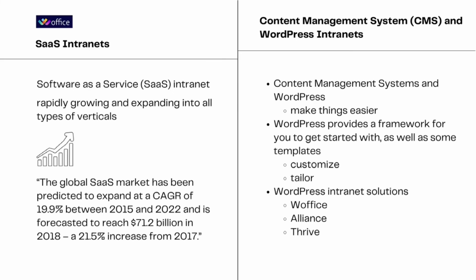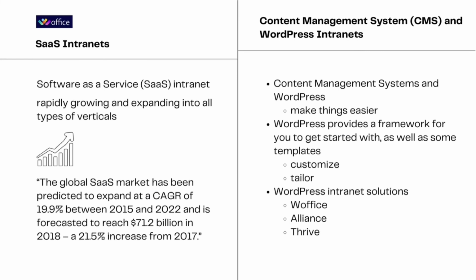To start off, let's talk about the software as a service intranet. The SaaS market is rapidly growing and expanding into all types of verticals. The global SaaS market has been predicted to expand at a CAGR of 19.9% between 2015 and 2022 and is forecasted to reach $71.2 billion in 2018 with a 21.5% increase from 2017.